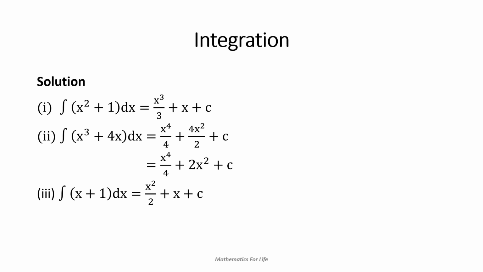And for the second one, which is integrating x cubed plus 4x with respect to x, we are going to have x to the power 4 over 4 plus 4x squared over 2 plus the arbitrary constant c, which will simplify to x to the power 4 over 4 plus 2x squared plus the arbitrary constant c. And lastly, for the third one, we'll be integrating x plus 1 with respect to x, and that will give us x squared over 2 plus x plus the arbitrary constant c.